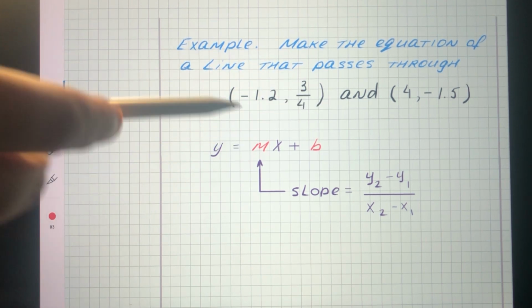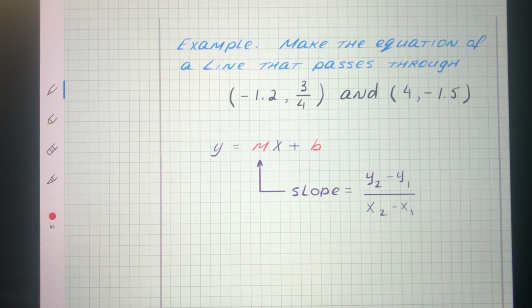Let's say this is the first point, and if that's the first point, then this is the x from the first point, and this is the y coordinate from the first point. And this is the second point, so this is the x from the second point, y from the second point.